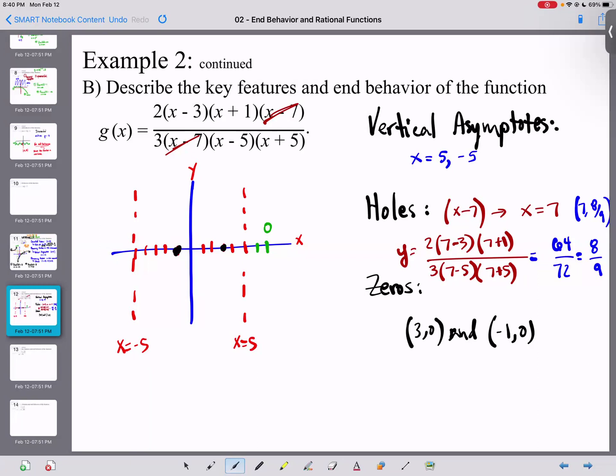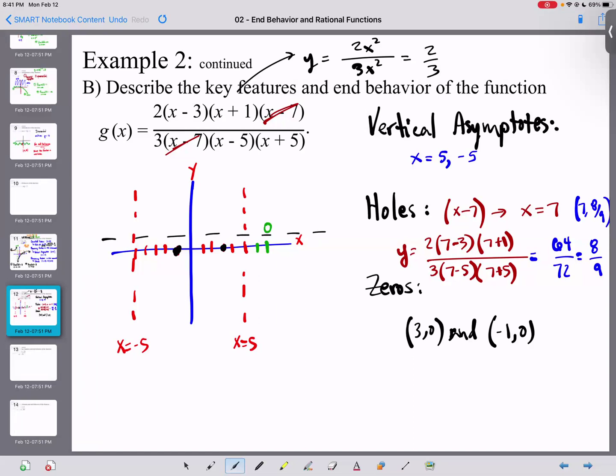As far as end behavior goes, if you multiplied this all out, what we have in the numerator, if you distribute it out, is y equals the leading term 2x squared divided by 3x squared, which simplifies to 2/3. So 2/3 is a little bit below the hole. End behavior approaches right in here like that.